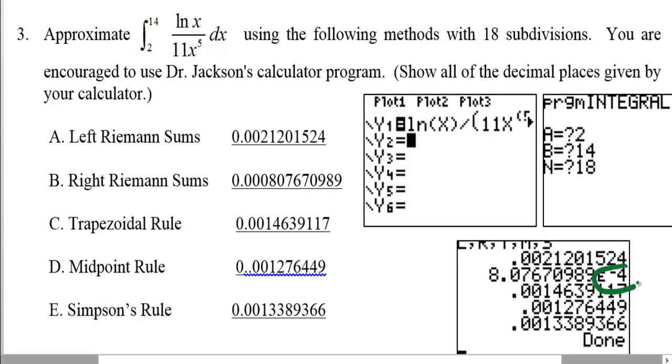Be careful right here. When you see that e negative 4, remember that means times 10 to the negative 4th. So that's actually move the decimal 4 places to the left. So that's 0.3 zeros and then the 807 whatever. And so when we work all that out, these are what we get for those different values. Of course, the Simpsons rule is our best estimate of those.